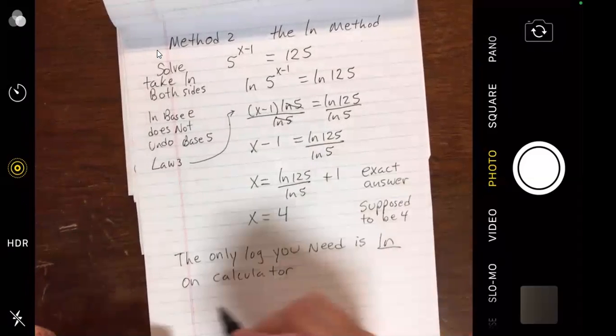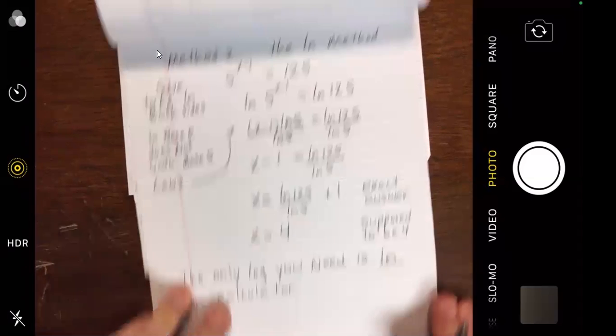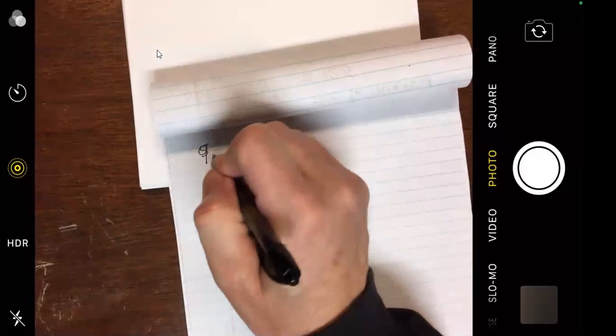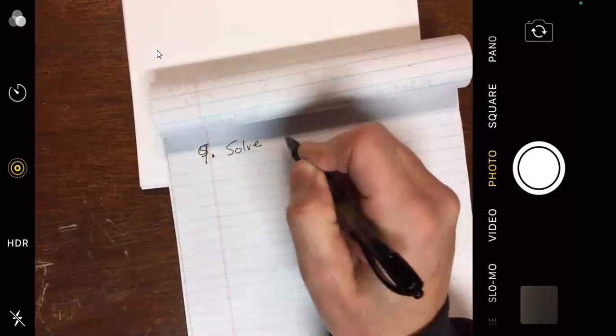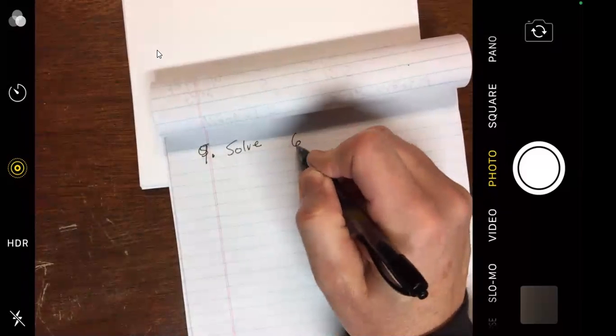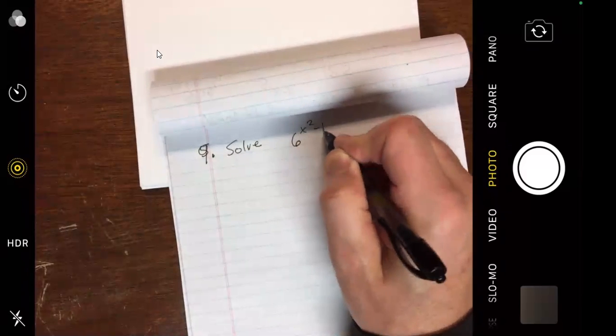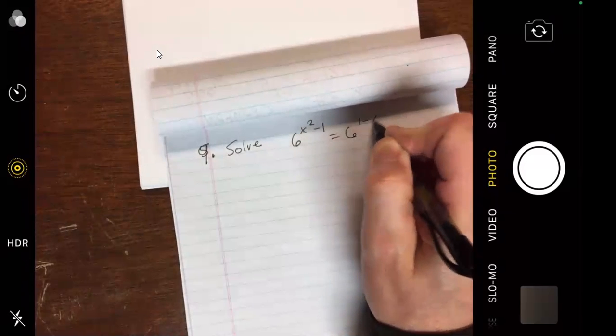Why don't we try the next one, number 5? I guess I'll split it. We got number 5. Oh, it's the same base 5. Why don't we go to number 9? Solve 6 to the x squared minus 1 equals 6 to the 1 minus x squared.